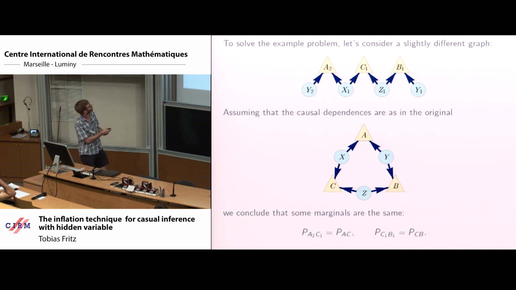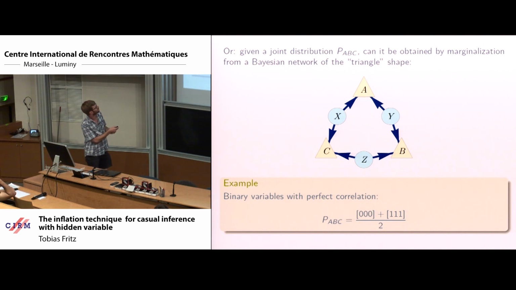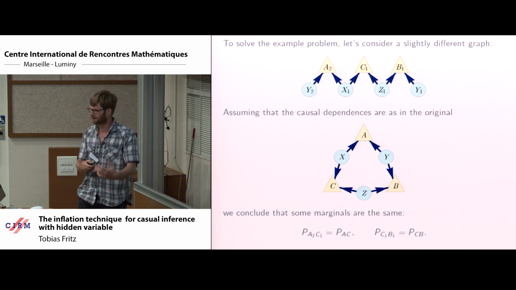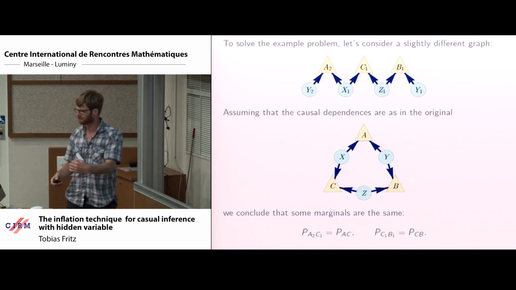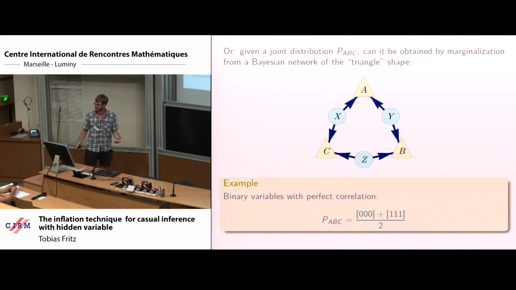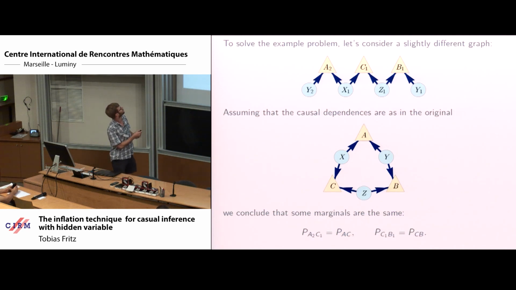So I can take the same distribution for these root variables, x, y, and z, and I can take the same dependence of A on x and y and just put it here. And I can declare that this A2 I want to depend on y2 and x1 in the same way as the original A depended on x and y here. And so now I get a new 3-variable distribution over this A2, C1, and B1. And so now one can ask, well, what do we know about this new distribution?